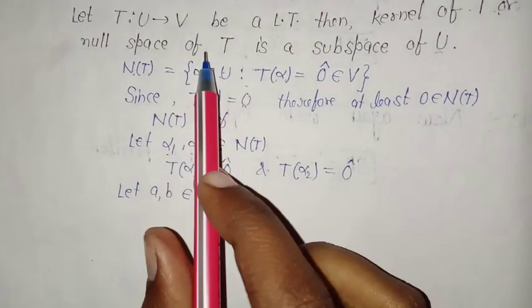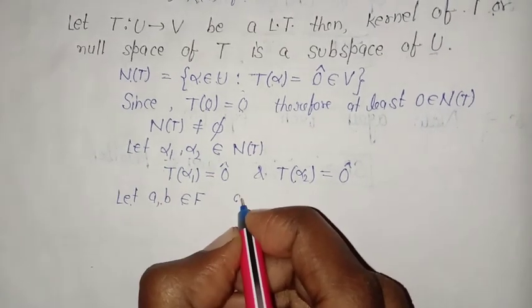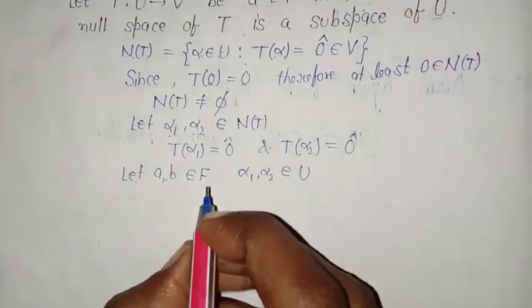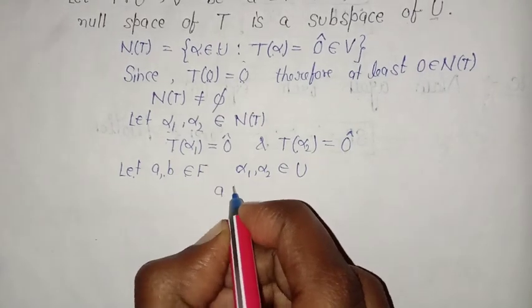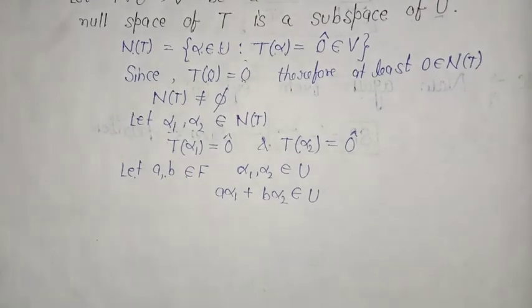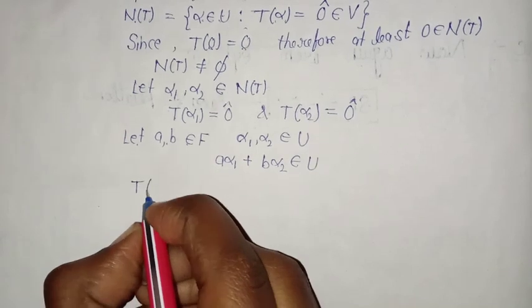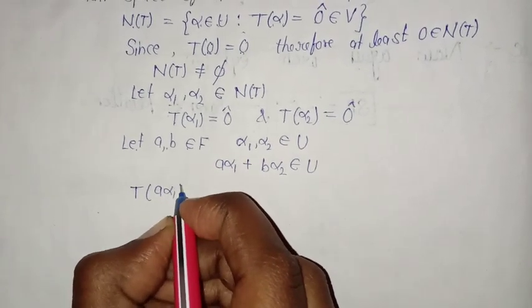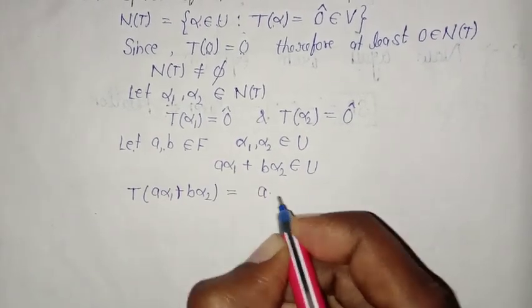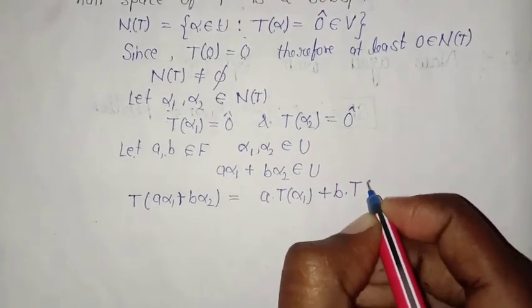Now since U is a vector space, if a, b belong to F and alpha 1 and alpha 2 are elements of U, then a alpha 1 plus b alpha 2 also belongs to U because U is a vector space. Now by the definition of linear transformation, T of a alpha 1 plus b alpha 2 can be written as a times T of alpha 1 plus b times T of alpha 2.